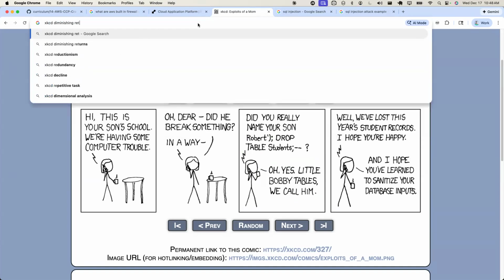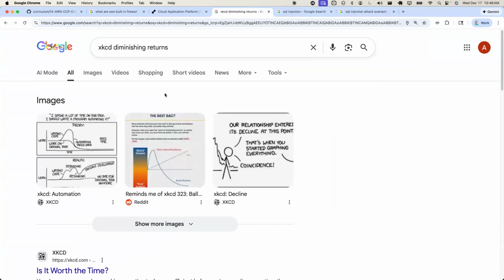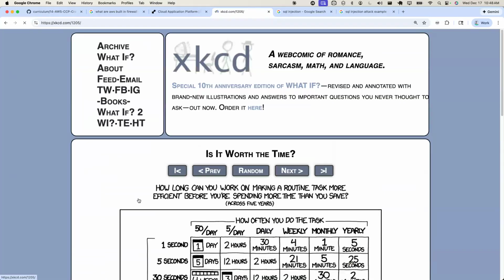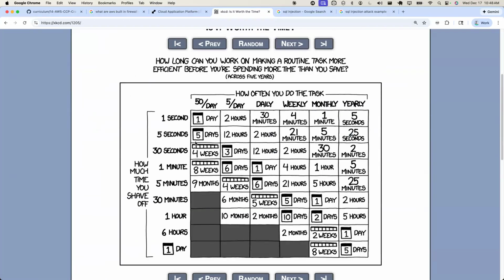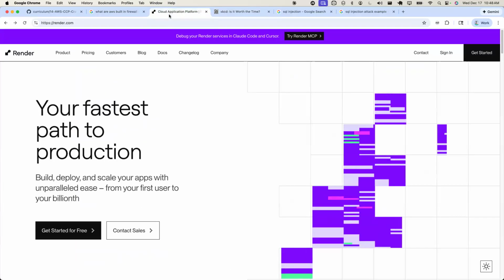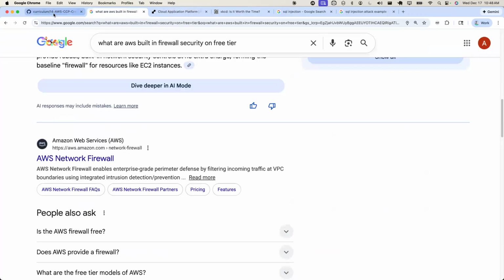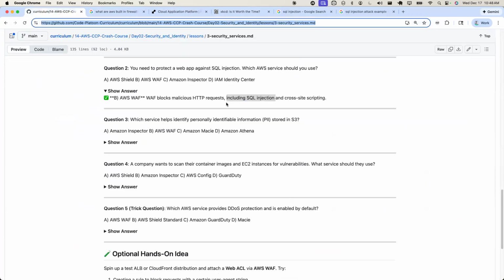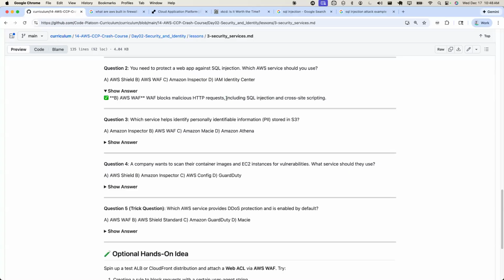There are a couple of classics out there for programmers. This is a good one. How long can you spend on making a routine task more efficient before you spend more time than the time you save?